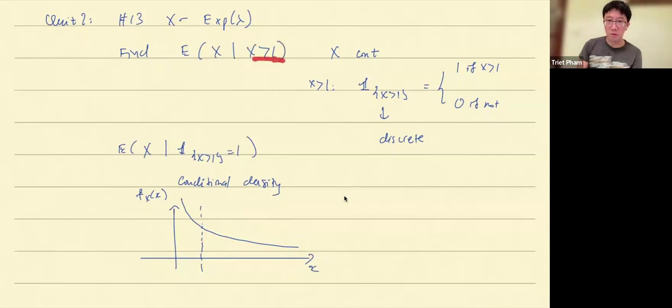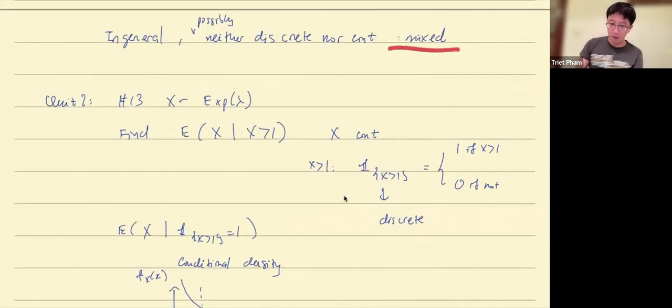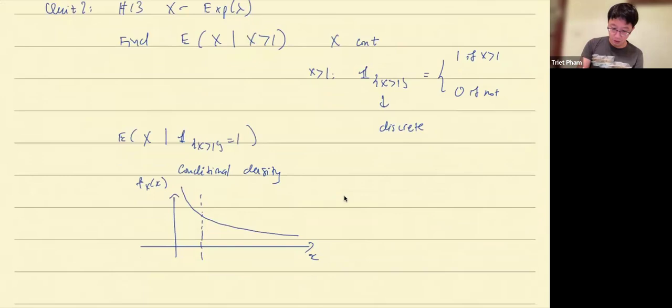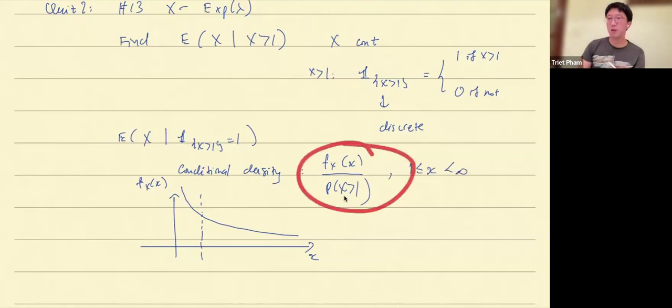We're dividing by this guy, which is the probability. So it's a discrete random variable, so it's kind of like a mixed case, like I said. You're dividing by the probability of X bigger than 1. But of course, the range now is going to be 1 forward. So that's the conditional density.